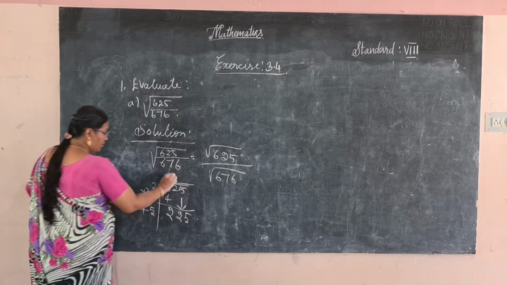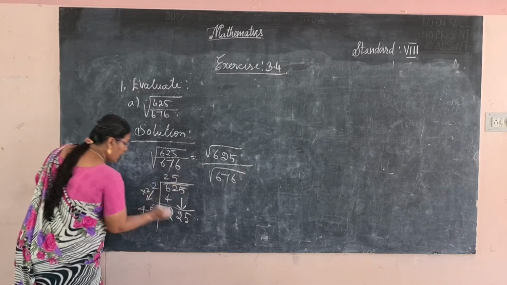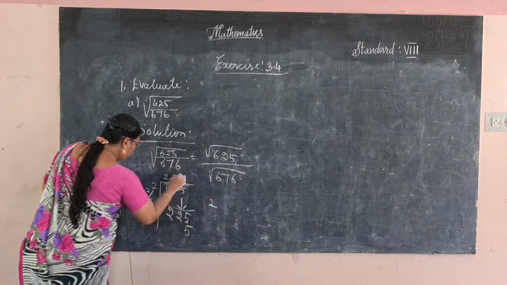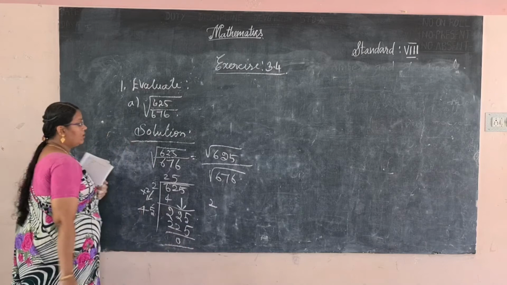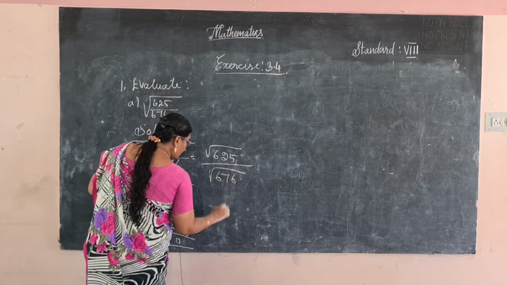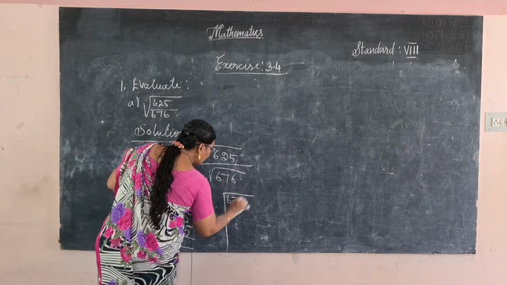5 times. 5 5s are 25. 5 4s are 20 plus 2, 22. So the remainder will be 0. Now find out the next one, the square root value of 676.